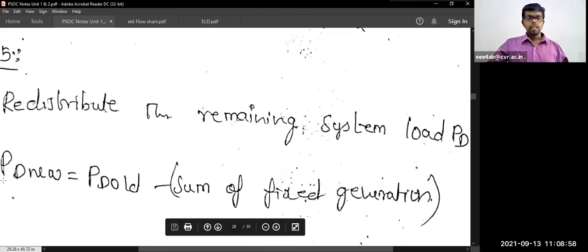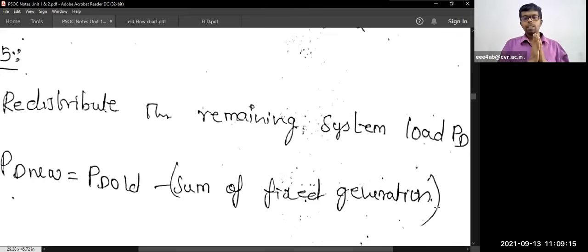That is by using this formula: PD new, demand new, is equal to PD old, demand old, minus the sum of fixed generation not satisfying the operating limits. Say for example, I am telling you how to find out the PD new, with 2 generating units, like we solved in the previous problem, not satisfying the minimum and maximum operating limits.